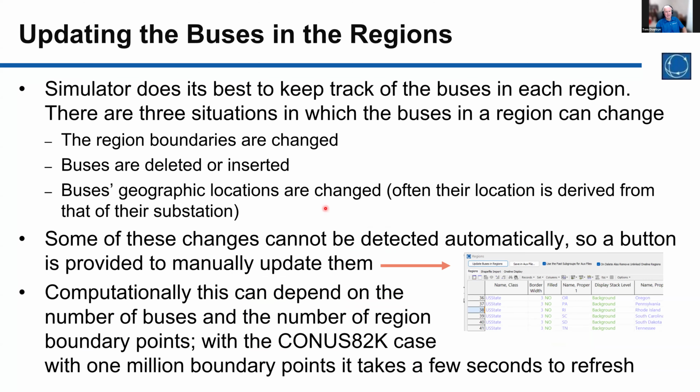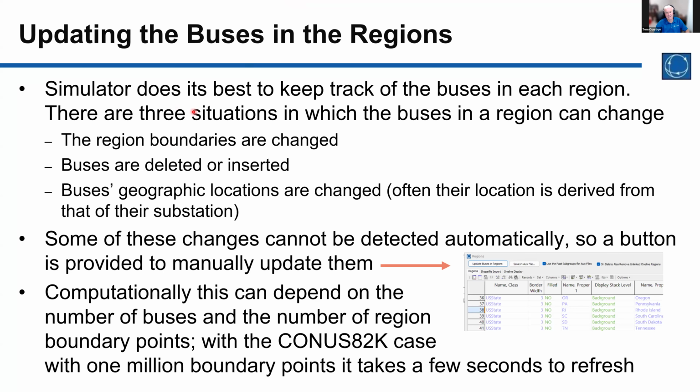Updating buses in the region. As much as possible, we try to automatically assign the buses to the regions. And usually this works fine, but there are ways that you can change a region around or change what buses would go in that region that we can't automatically detect. So we give you an option on the region's dialog to update the buses in the region.